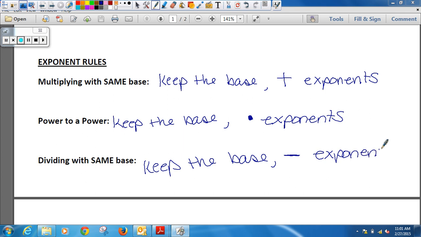Do not forget, you are not completely done with the problem if there is a negative exponent, because that means you need to move it and lose it. Go ahead and complete your quick checks and then check your schedule for the assignment.